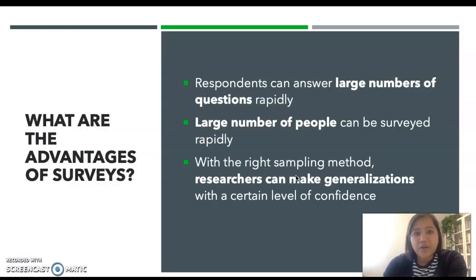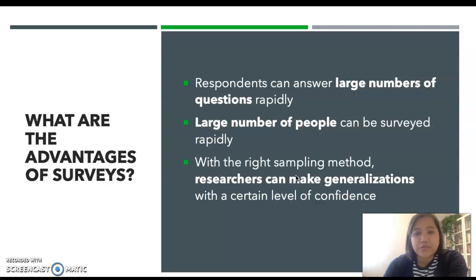Let's talk about the advantages of a survey first. We talk about the speedy responses. We talk about how it's cost effective. It doesn't cost you a lot of money. We talk about how you can ask these questions to a large number of people and receive responses quite rapidly. So these are all the elements that make surveys very useful and enticing for researchers to use in their research method.